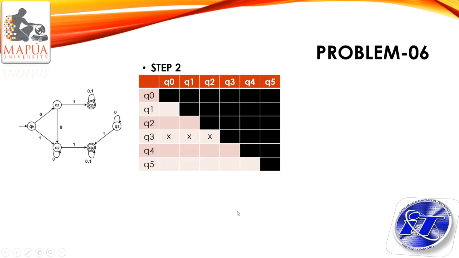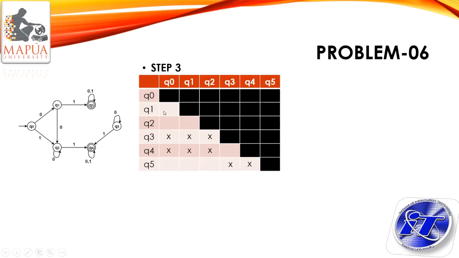So mark it. Let's proceed with Q4, Q0: mark. Q4, Q1: mark. Q4, Q2: mark. Q4, Q3: unmark because both are final. Q5, Q0: unmark. Q5, Q1: unmark. Q5, Q2: unmark. Q5, Q3: mark. Q5, Q4: mark. Then let's proceed with step 3. So we're going to mark Q1.